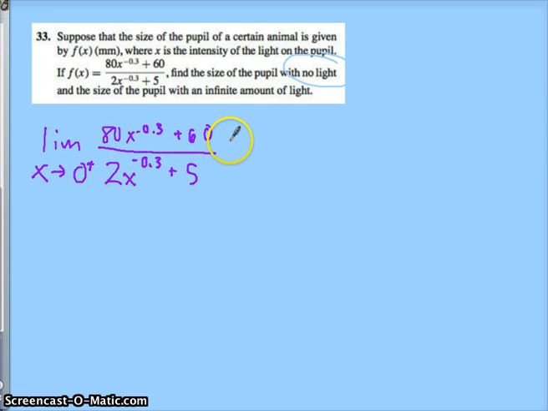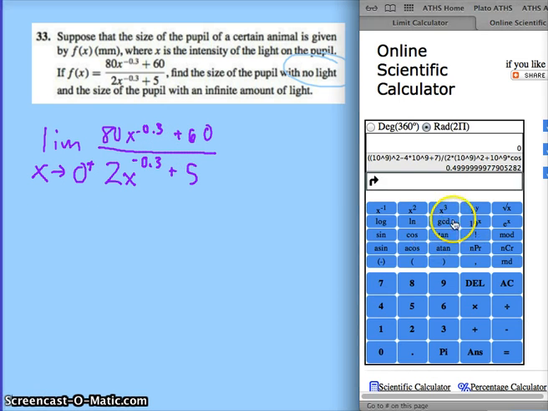Some of you may be saying, hey, wait a minute. The degrees are the same, so I just look at 80 divided by 2. Remember, we can only do that when the numerator and denominator are polynomials. This is not a polynomial, right? In a polynomial, the degree is an integer and it's positive. Okay, so we have to do something else here. Well, one thing we can do is use our calculator.